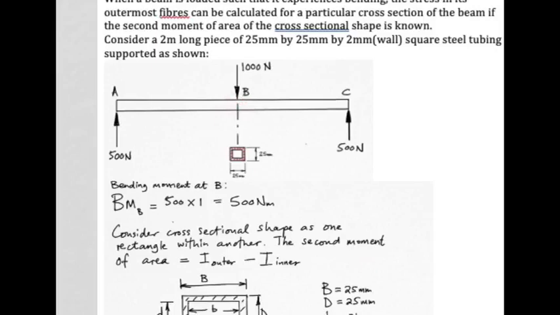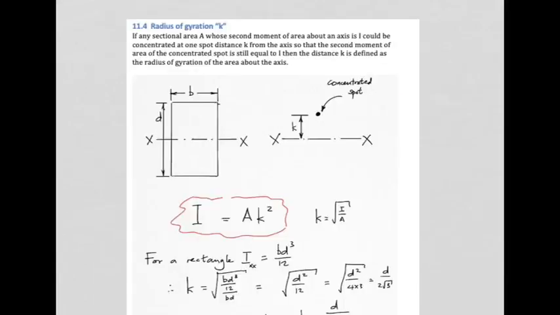Okay, so that is one of the uses of this value of I measured in meters to the fourth, a very useful quantity to be able to work out in engineering. Now we get to a slightly more abstract concept, that being the radius of gyration, normally denoted by the lowercase k letter. It also refers to areas, in this case a sectional area.